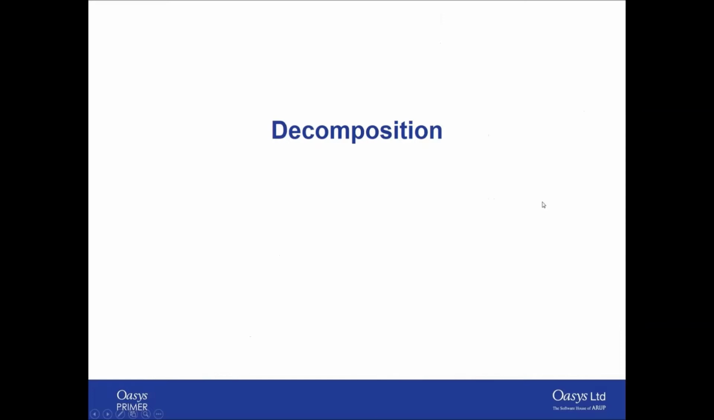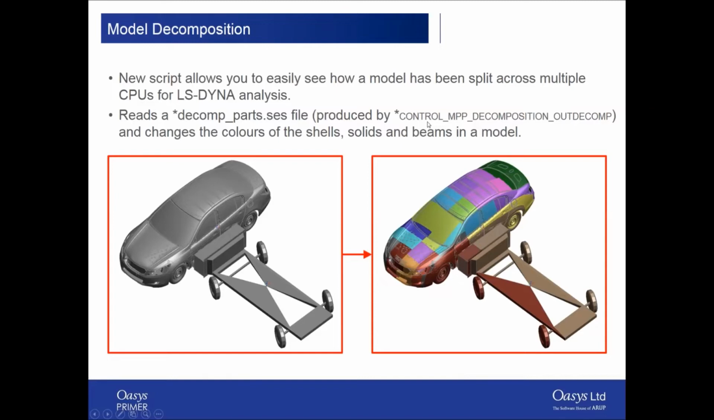Just one thing to note about decomposition. Decomposition is obviously quite important when you're running across MPP and you want to optimize that. So being able to visualize how your model is being decomposed is a useful thing to be able to do. So there's a new script. We give out scripts with Primer that do various things. If you go to Tools, Scripts, you'll be able to find this in version 15. And this is a new script that allows you to easily see how your model is split up.